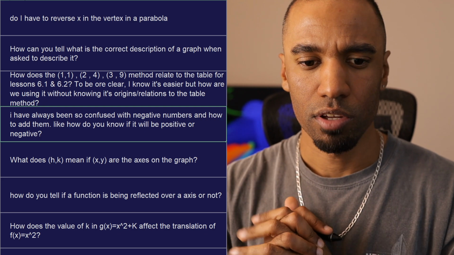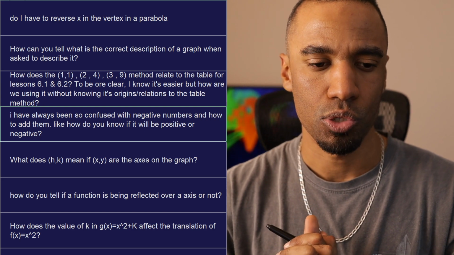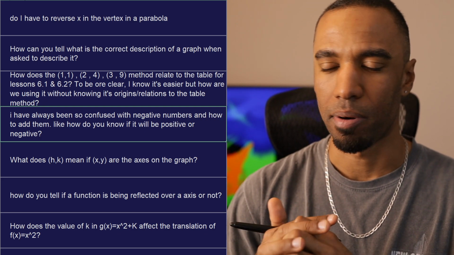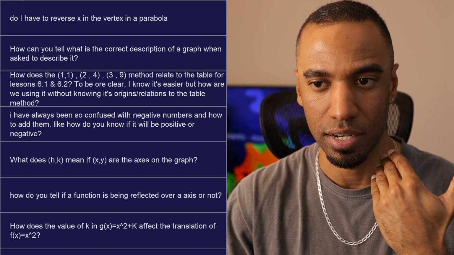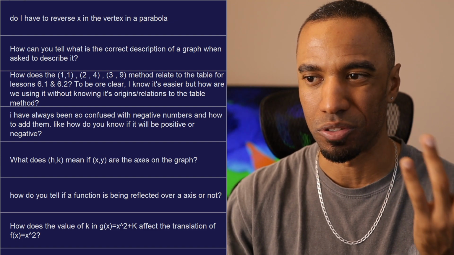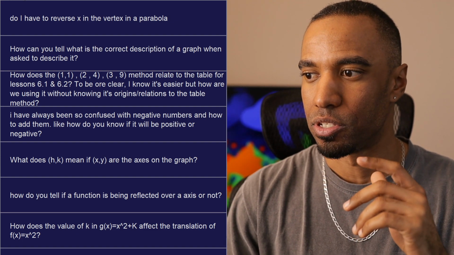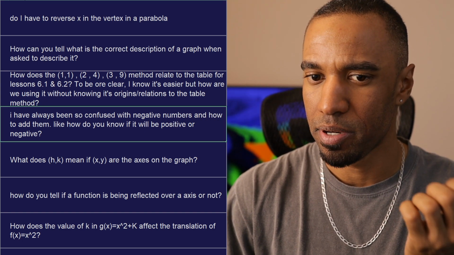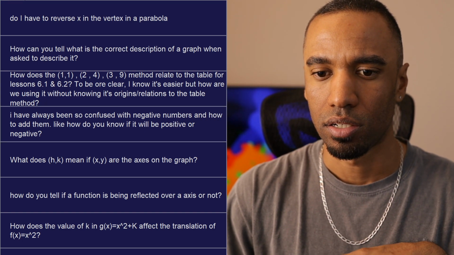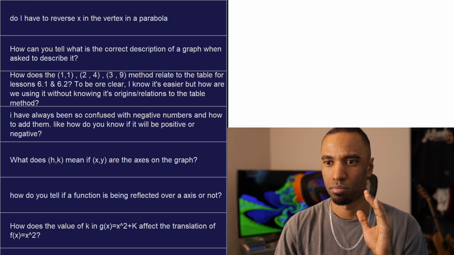All right, I've always been so confused with negative numbers and how to add them. Like, how do you know if it'll be positive or negative? I appreciate the question. I don't know if it's really related to our content. I mean, it always is, but I don't know if it's really content specific. I'd always say, hey, use a calculator at this point. But I could get super deep into this, and I'm going to try not to. Let's go in this form right now.